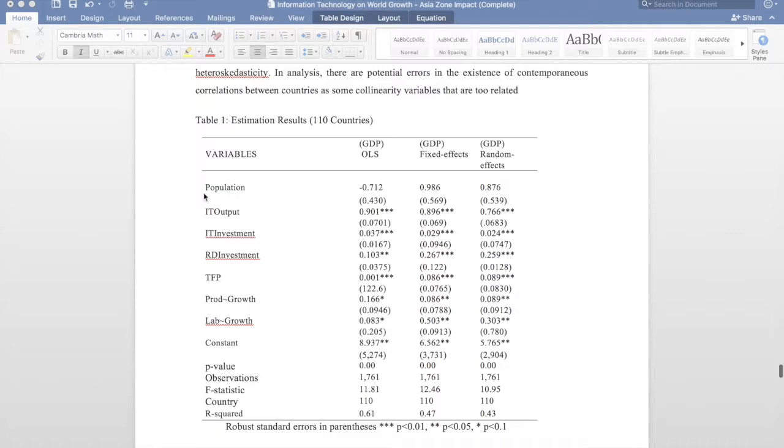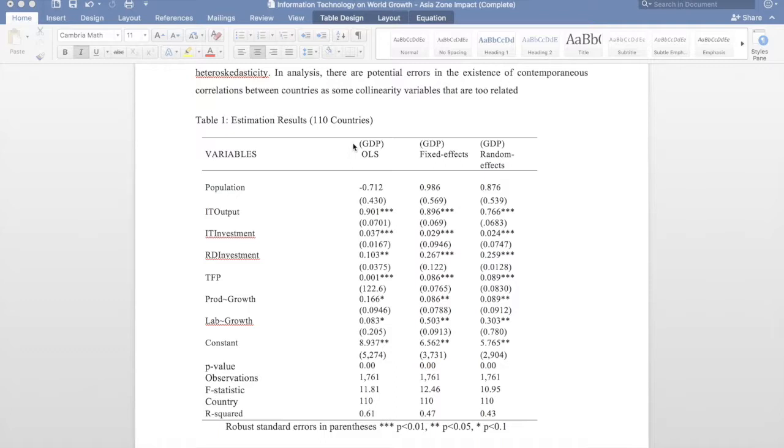It's surprising and funny here that one unit of population actually has a negative effect of 0.712 units on GDP, which can be explained by countries like, let's say, Vietnam, which has a growing population.